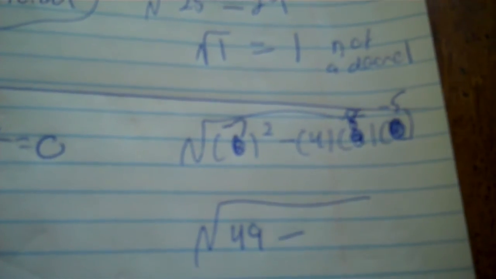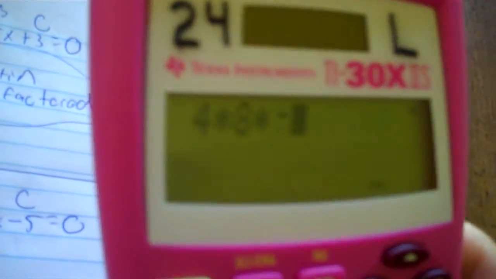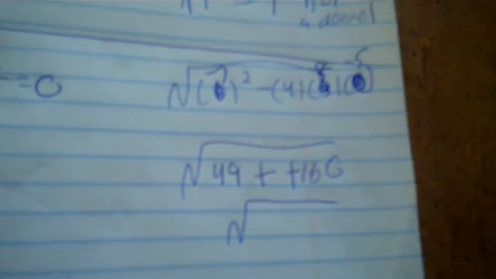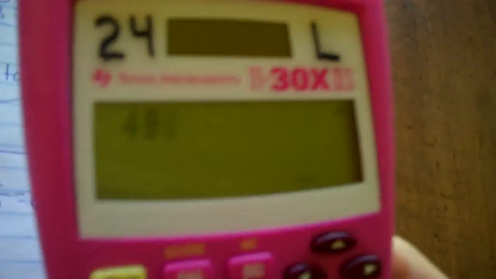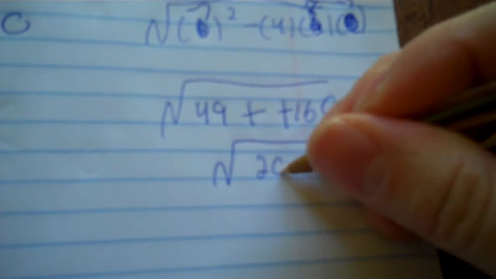Then I take 4 times 8 times negative 5. Got negative 160. So I plus. So 49 plus 160 is 209. And then I find the square root of 209 on a calculator. I'll just use a phone calculator. Square root 209. 14.46, okay? This time we got a decimal.